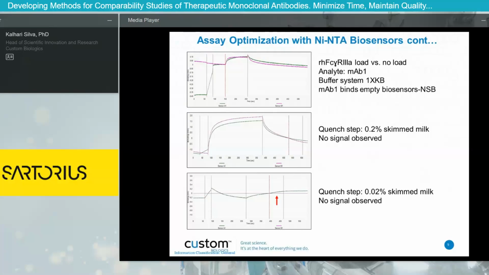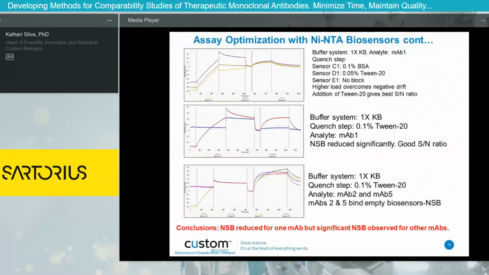We continued using different blocking agents. So here what we see is sensor C, where we used 0.1% BSA as our blocking reagent, and sensor D, which is in magenta, is Tween 20 at 0.05%, and then we have another sensor without any block. Here, all the three sensors are loaded, so we do not have a no load in this case, but you see that in the presence of the load, there's actually no negative drift. And the presence of Tween 20 actually gave a marginally better signal to noise ratio. So we used 0.1% Tween 20 as our blocking condition in the future.